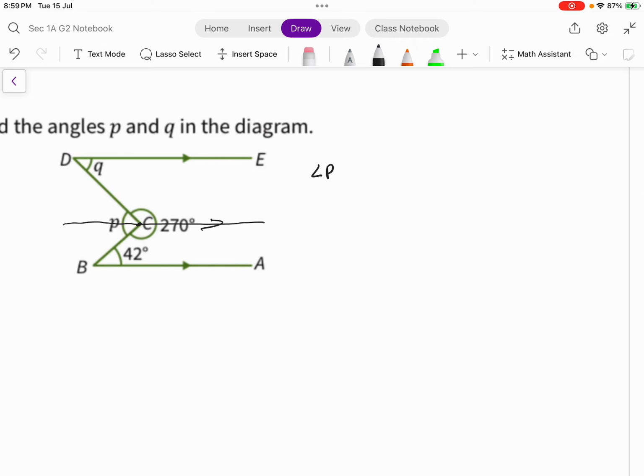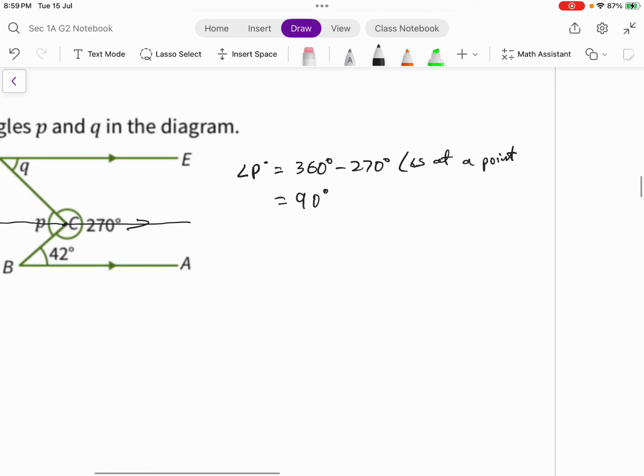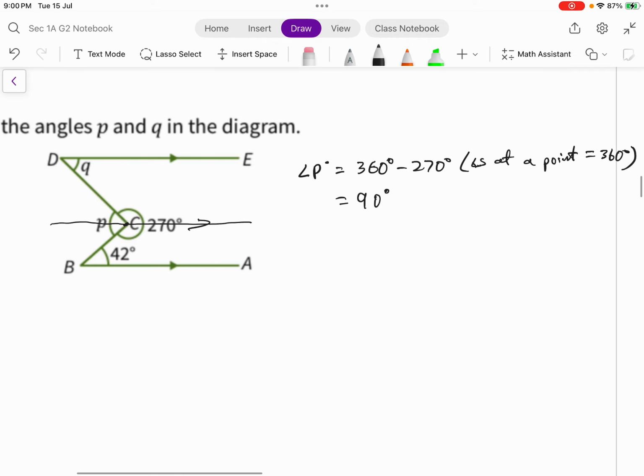Angle P, right, is 360 minus 270 equals to 90. Right? Is it 90? Yeah, 90 degrees. Okay, so angles at a point equals to 360 degrees. Okay, so from here we need to find Q.